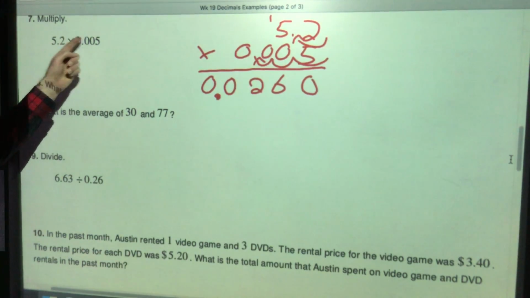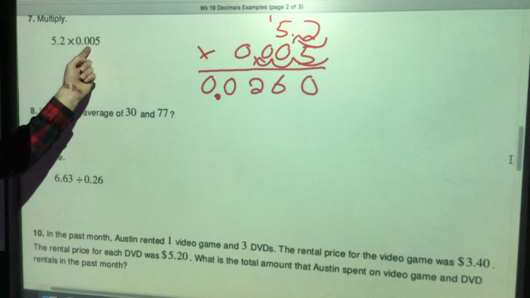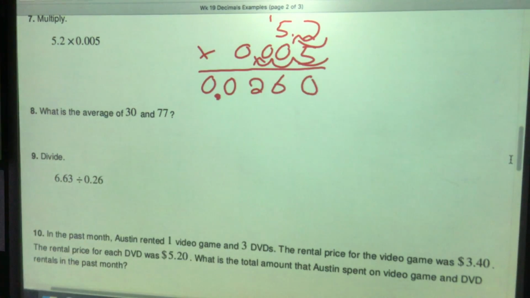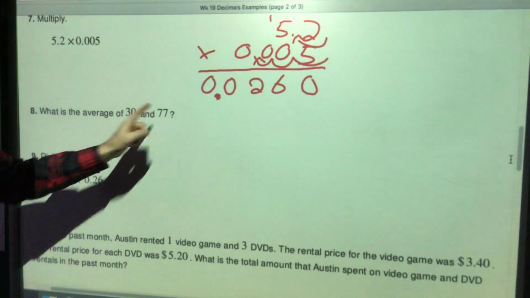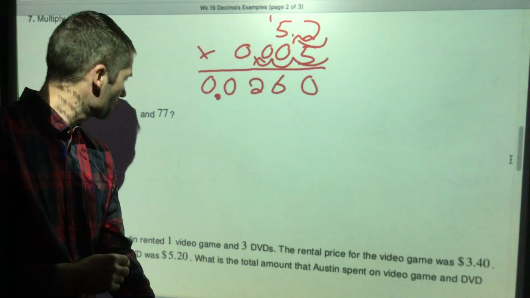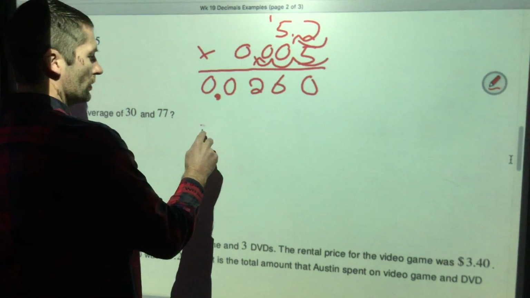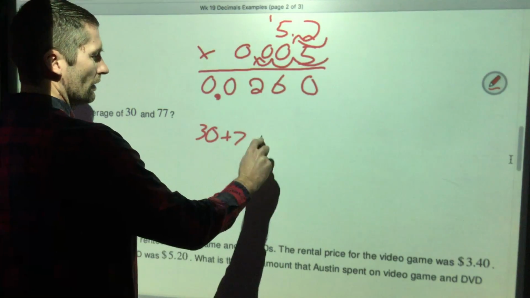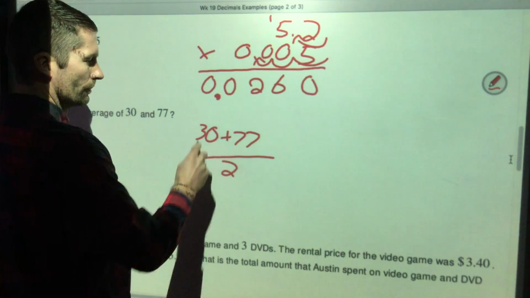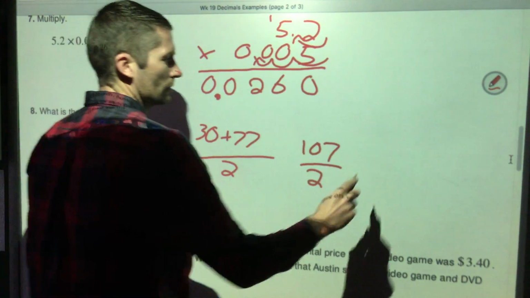Okay, this is a hard one to estimate in my head. 5 thousandths times 5 is going to be about 25 thousandths. Yeah, it's about that. Okay, what's the average of 30 and 77? The number that's in between those two. I know it's going to be in the 40s or 50s. Well, 50s probably. So let's add those two together, 30 plus 77, and then I'm going to divide by 2.